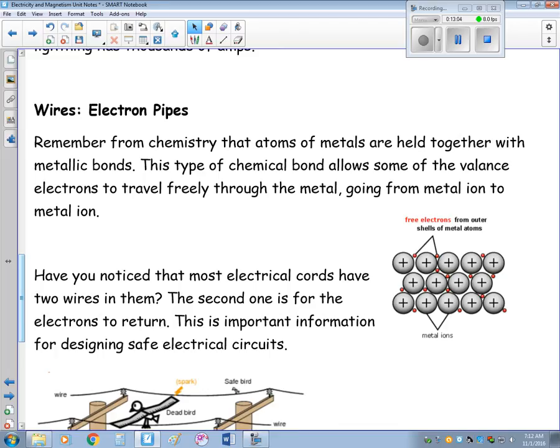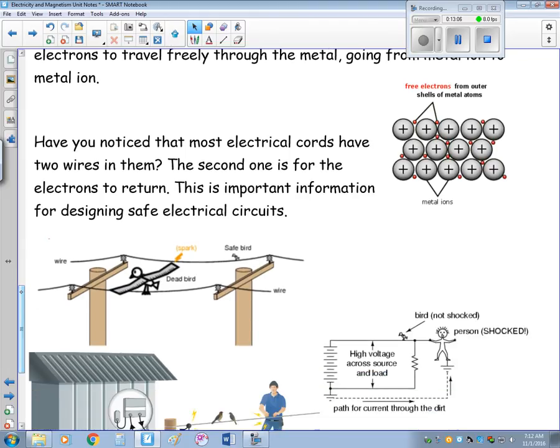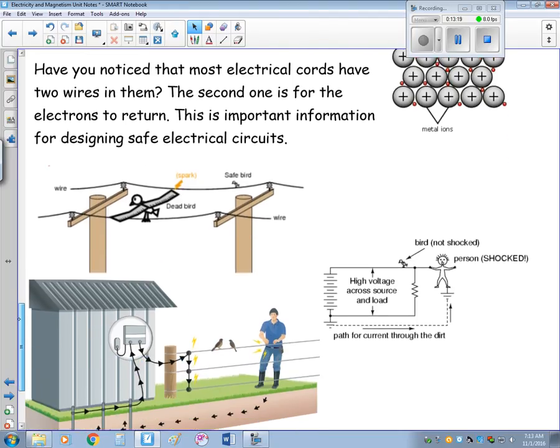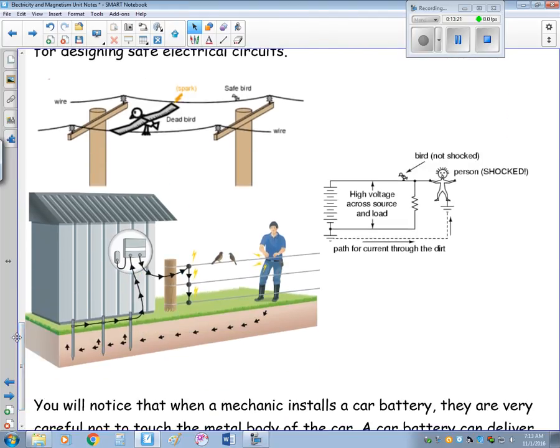And you've probably also noticed that most electrical cords have 2 wires in them. The second one is for the electrons to return. And this becomes important for designing safe circuits. So generally, if you are to get shocked, what you're doing is you are completing a circuit.